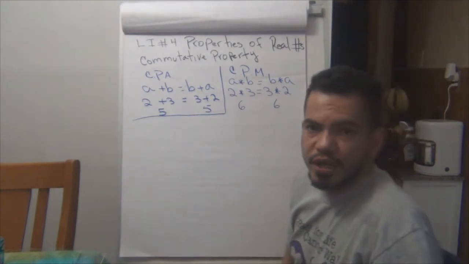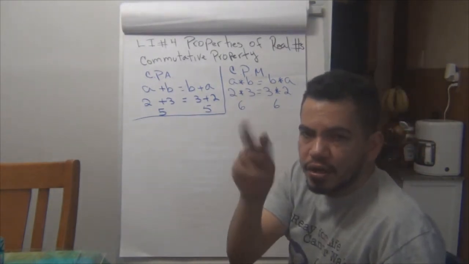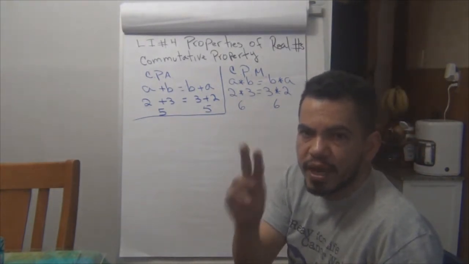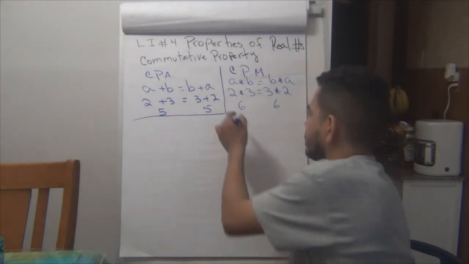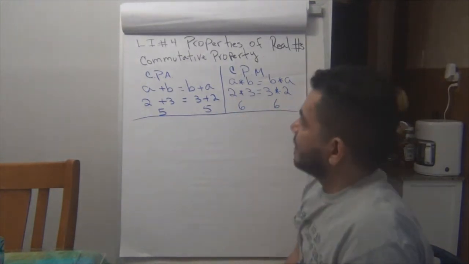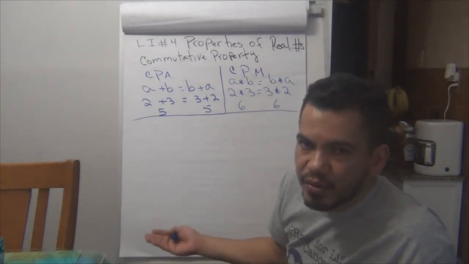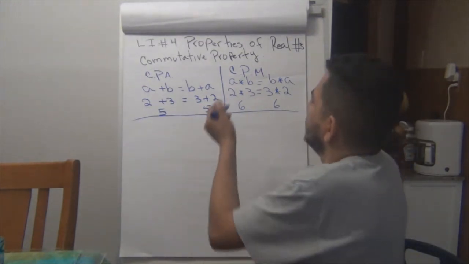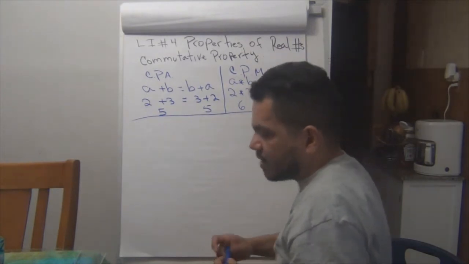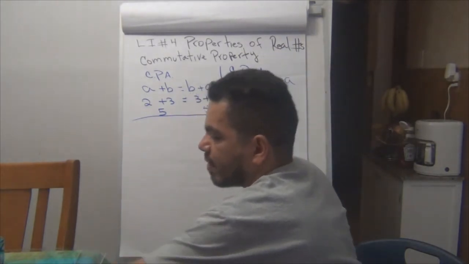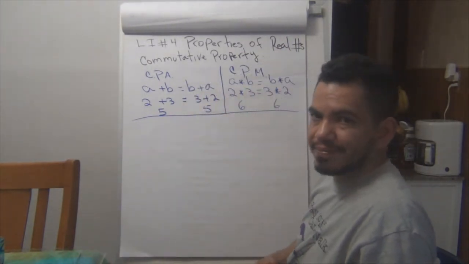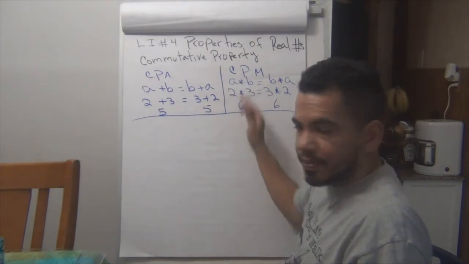That's basically what the commutative property says. The order doesn't matter. You could switch them around and it doesn't matter. Now, does it work for division? Of course not. 3 divided by 2 is not the same thing as 2 divided by 3. Duh! Alright, next we are going to be talking about the associative property of addition and then multiplication.